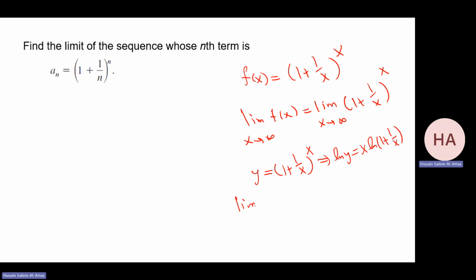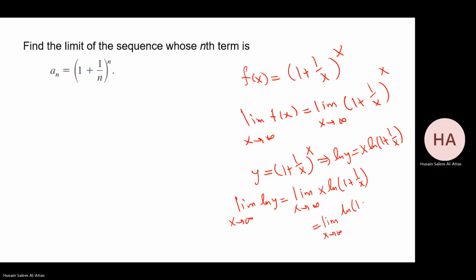So I take now the limit as x goes to infinity of ln y. That will be the limit as x goes to infinity of this, which is infinity times 0. So I need to write it in terms of function over function to make it ready for L'Hopital's rule, x ln 1 plus 1 over x over 1 over x. That will be the limit as x goes to infinity of what? It is 0 over 0.